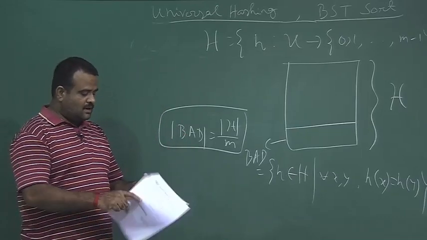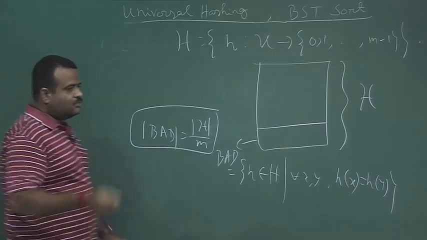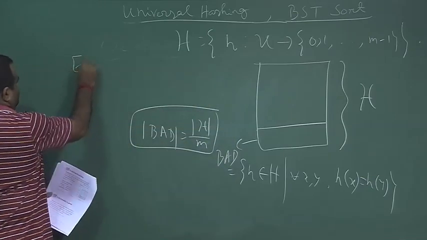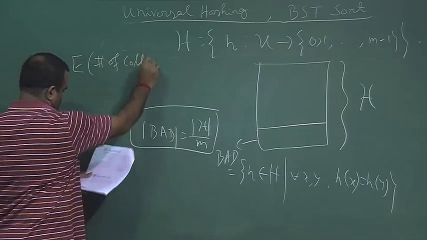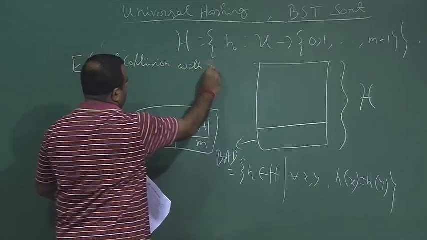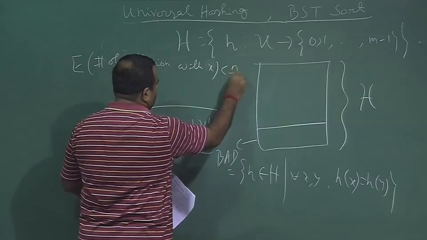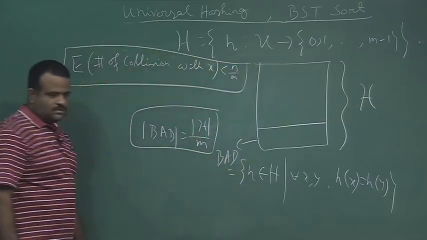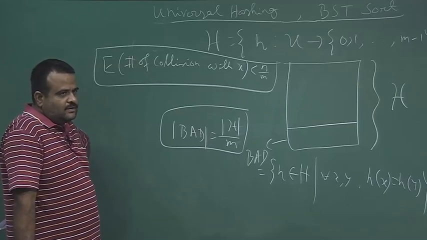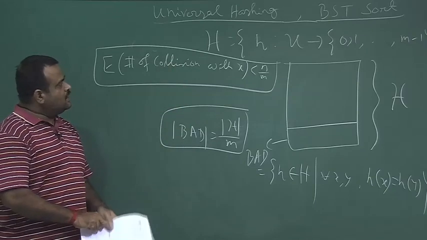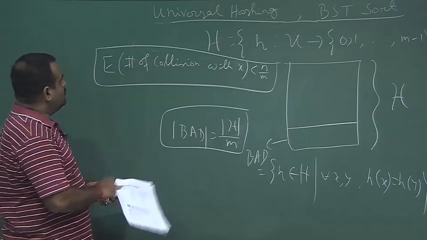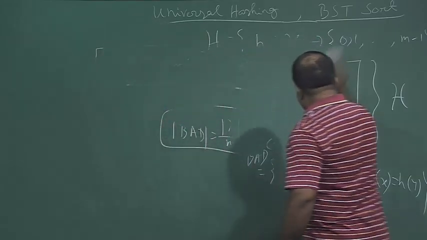we call this the universal hash function, and it can be shown that if we choose a hash function randomly from this set, from this universe, then the expected number of collisions with a key x is less than n by m, the load factor. This can be proved. So that means if we choose a key randomly, the expected number of collisions with that key is less than the load factor. So it is a good choice if we choose this hash function uniformly at random from this universe of hash functions. Now, we will see an example of a universal hash function, how we can construct a universal hash function.